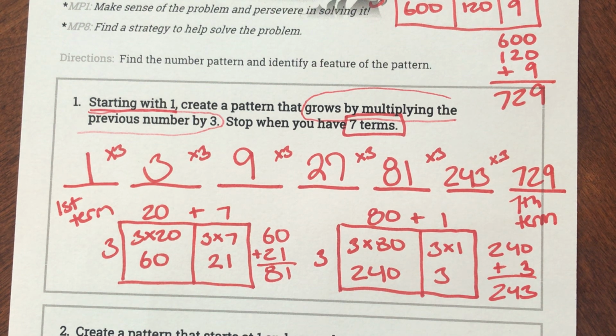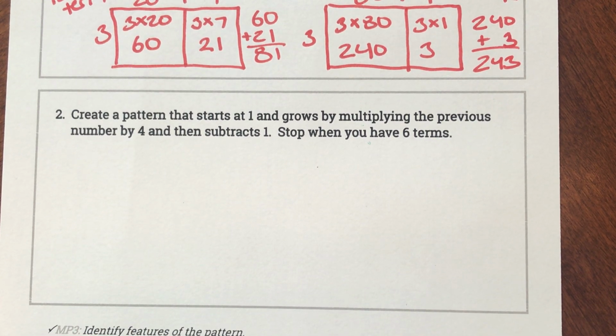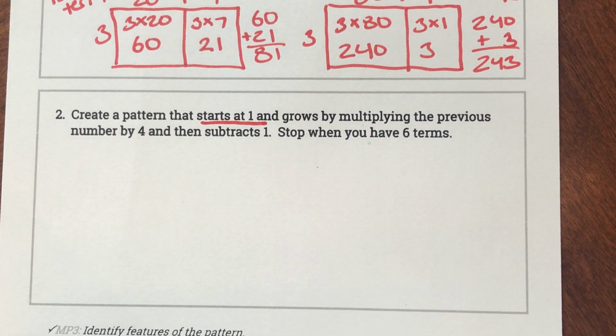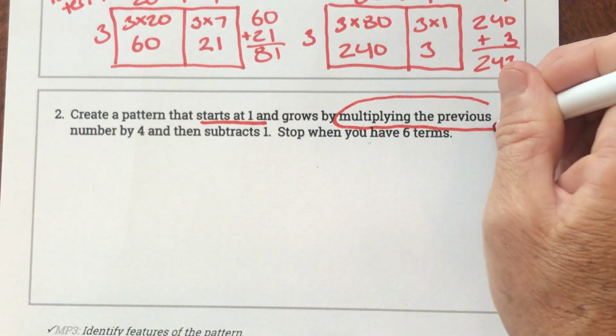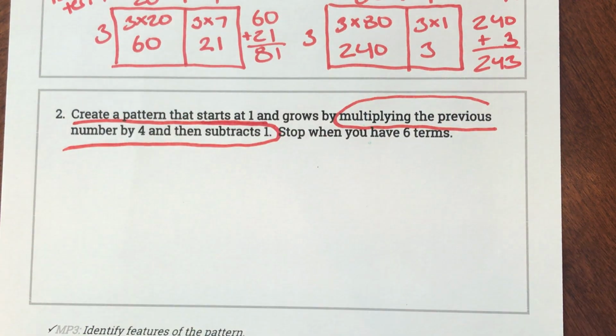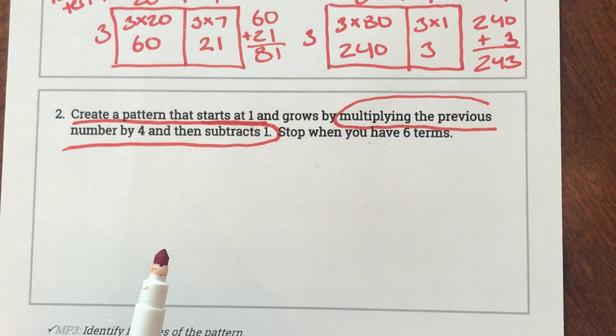Okay, let's look at my next one. It says, create a pattern that starts at 1 and grows by multiplying the previous number by 4 and then subtracts 1. Stop when you have 6 terms. Okay, so let's look back. It says I'm going to create a pattern that starts at 1. My rule is trickier this time. It says grows by multiplying the previous number by 4 and then subtracts 1. It's a 2-step rule. So I have to multiply by 4, then subtract by 1.